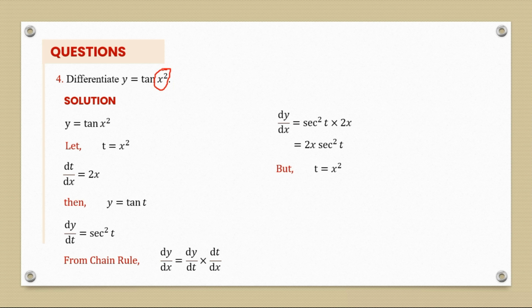But t is equal to x squared. So now we end up having dy/dx being equal to 2x sec squared x squared, and that's going to be our final answer.